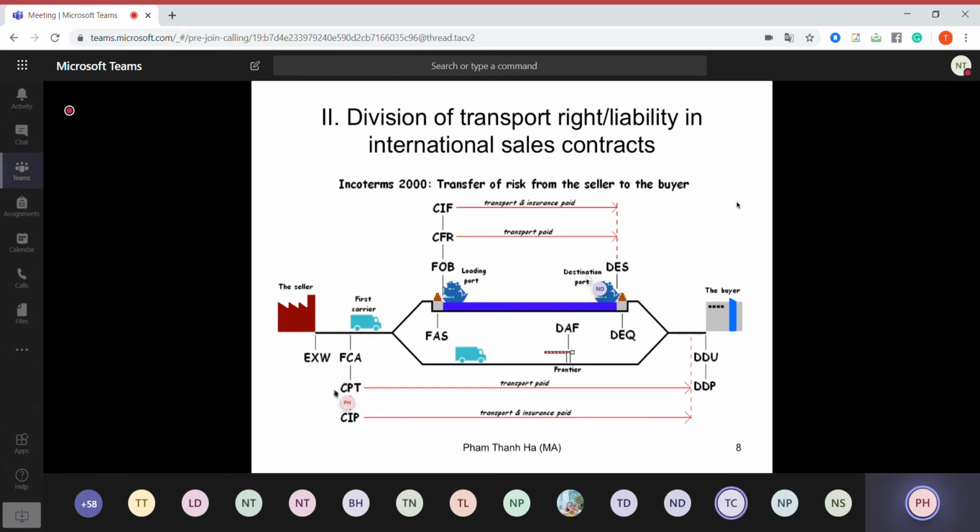Similarly, for the CPT and CFR, we have the same analysis, which means that CFR is only used for maritime transport, but for the CPT, we can use it for multimodal transport. So please remember that. That's all for the C group.